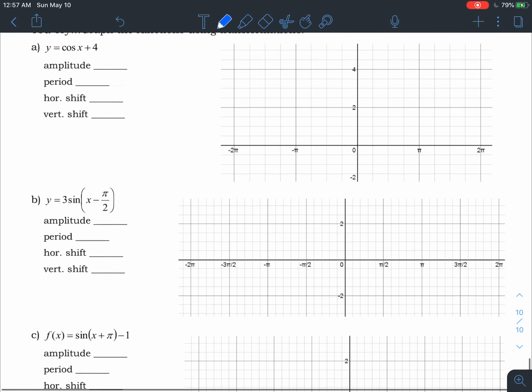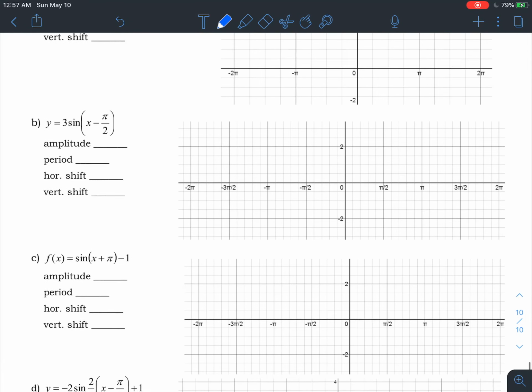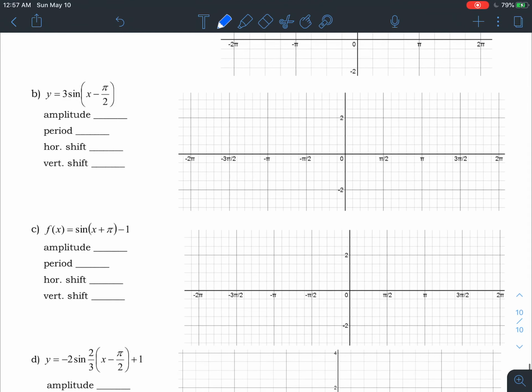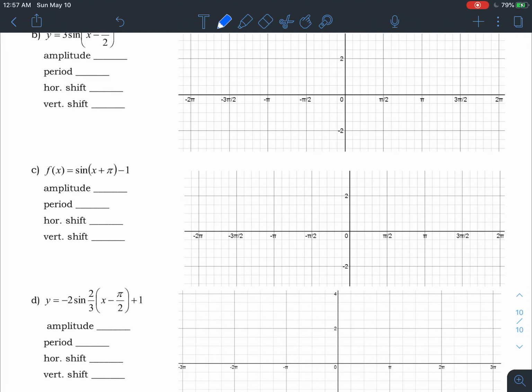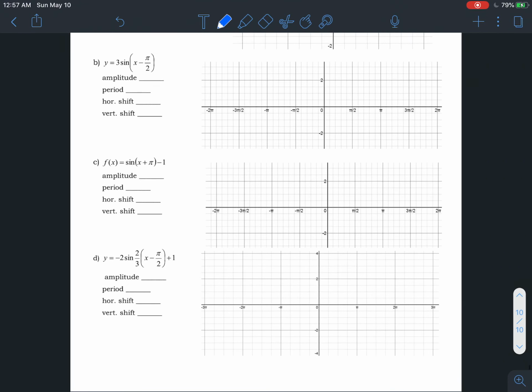The other stuff shouldn't be too bad. Really, A is just a vertical change, a vertical shift. B is just an amplitude change, shift it left or right. And then C is a shift both left or right and up or down.